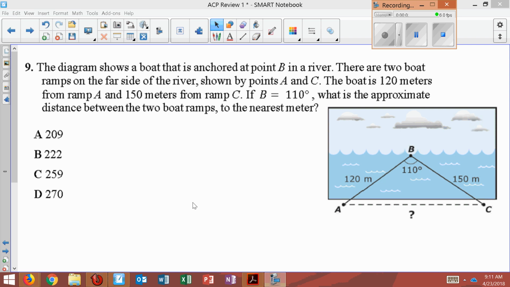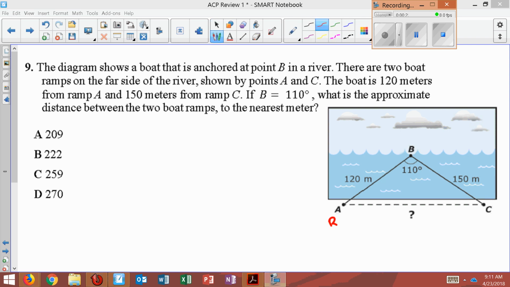Number 9. The diagram shows a boat that is anchored at point B in a river. There are two boat ramps on the far side of the river, shown by points A and C. The boat is 120 meters from ramp A and 150 meters from ramp C. If B is 110 degrees, what is the approximate distance between the two boat ramps to the nearest meter?